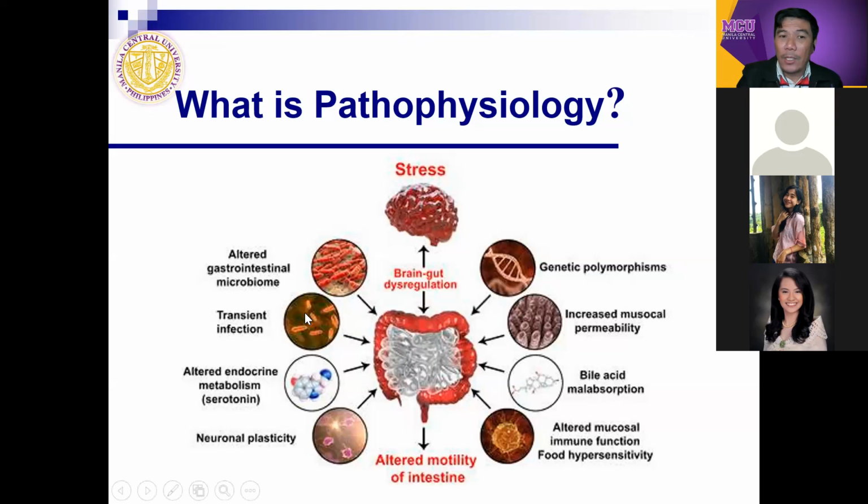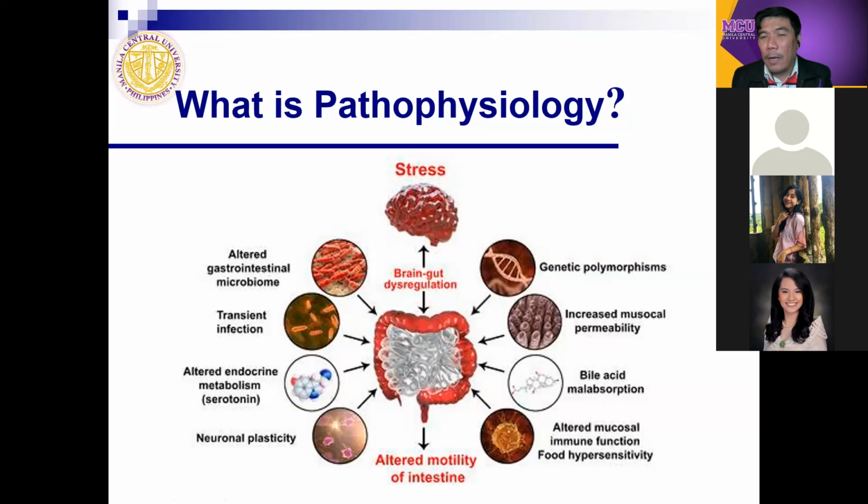This transient infection, from the term itself, transient, means sudden, immediate. So how will we connect it? From the stress, it altered the gastrointestinal microbiome. So the lactobacilli and the microbiome will not function eventually to prevent infection. That's why the person could be at high risk of infection. And thus, the infection itself may lead to altered endocrine metabolism.